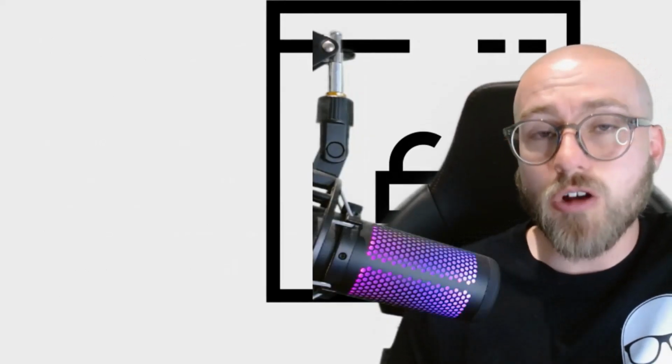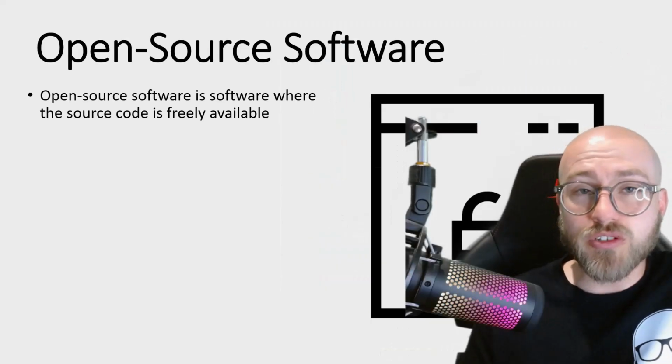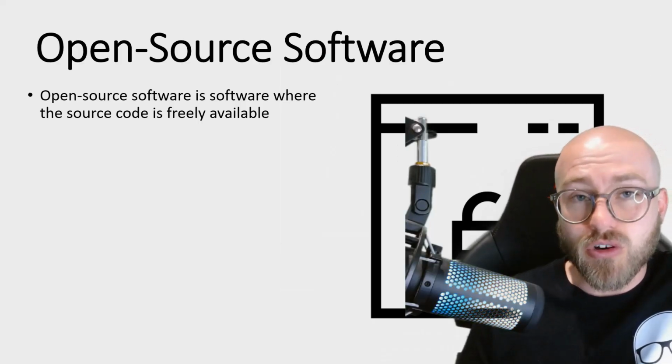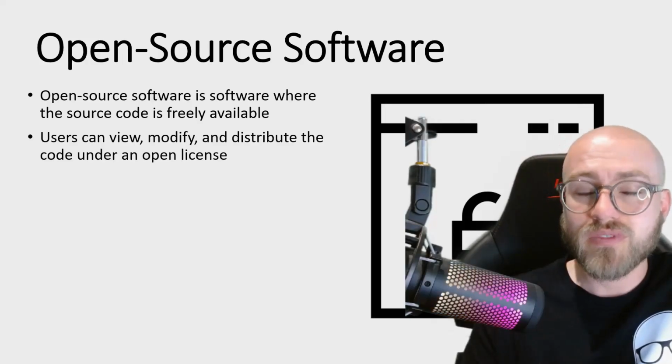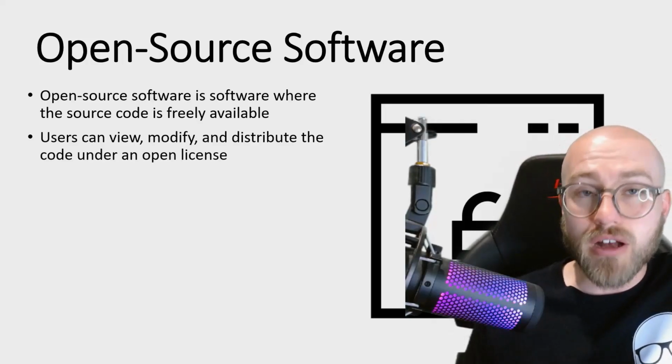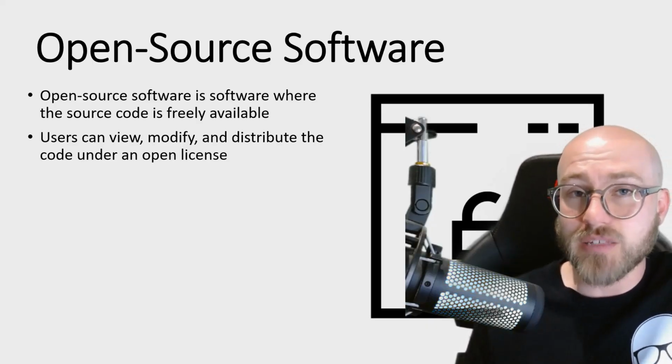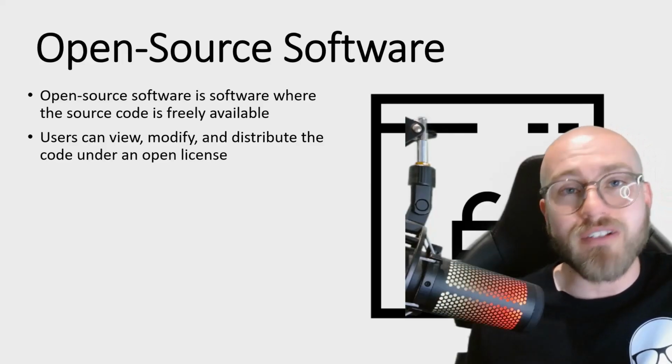So there are two main types of licenses that we're going to be talking about and need to know about for our exam, which are open source software and proprietary software. We're going to start with open source software, which is software that is usually free to download and the source code is freely available. What we mean by that is that you can modify and change that software to your liking. Part of the license being an open license means that you are allowed to do that.